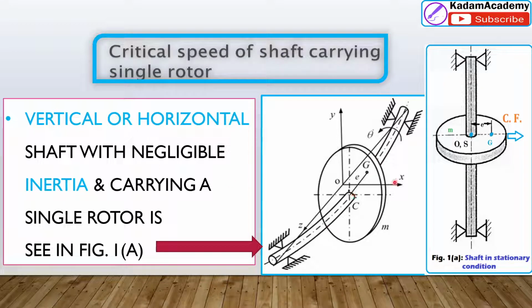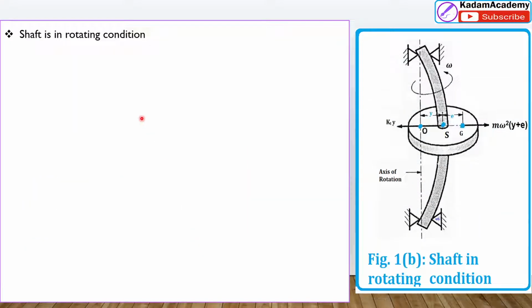Here the horizontal case will look like this. When the shaft is in rotating condition, what will happen? See, it started rotating, it will move away from this axis of rotation. This figure shows the two forces acting on the shaft. One is the centrifugal force, and the other is the restoring force. These two forces act in opposite directions on the shaft.